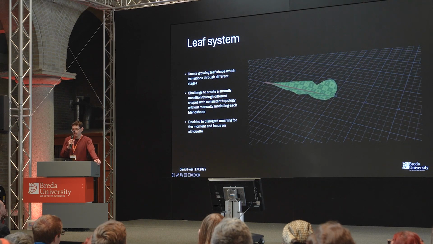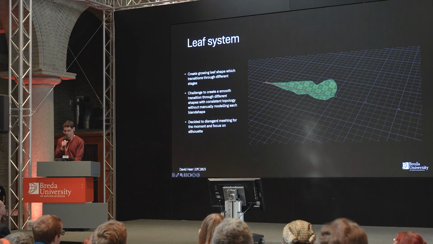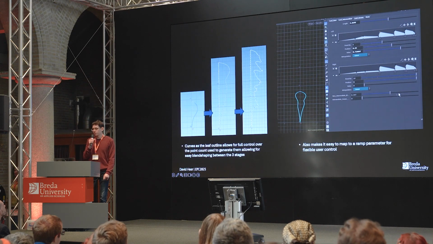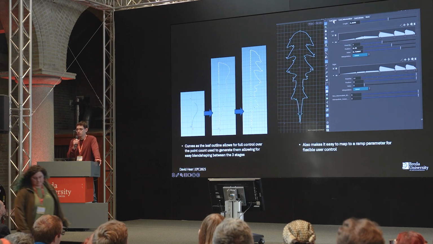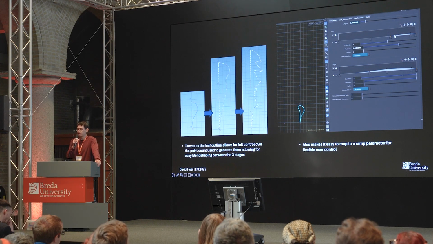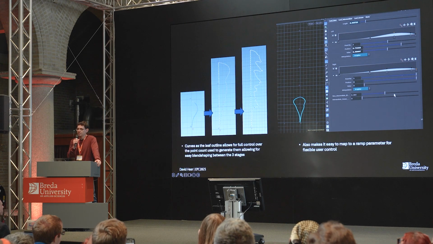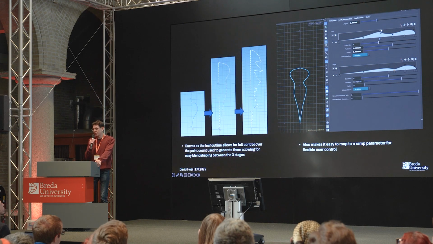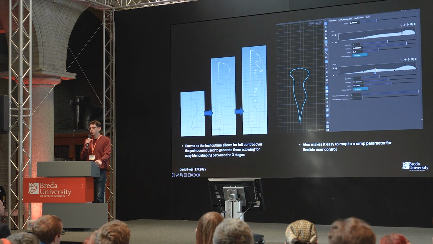So I decided initially to disregard the meshing for the time being and solely focus on the silhouette at the start. For this, I chose curves as the starting point, as they allow for full control over the point count used to generate them, allowing for easy blending between the stages. Another advantage of this is that they can easily be mapped to ramp parameters, which allows for flexible user control. After generating these silhouettes, the output was meshed to a single polygon and then remeshed to a triangle mesh.